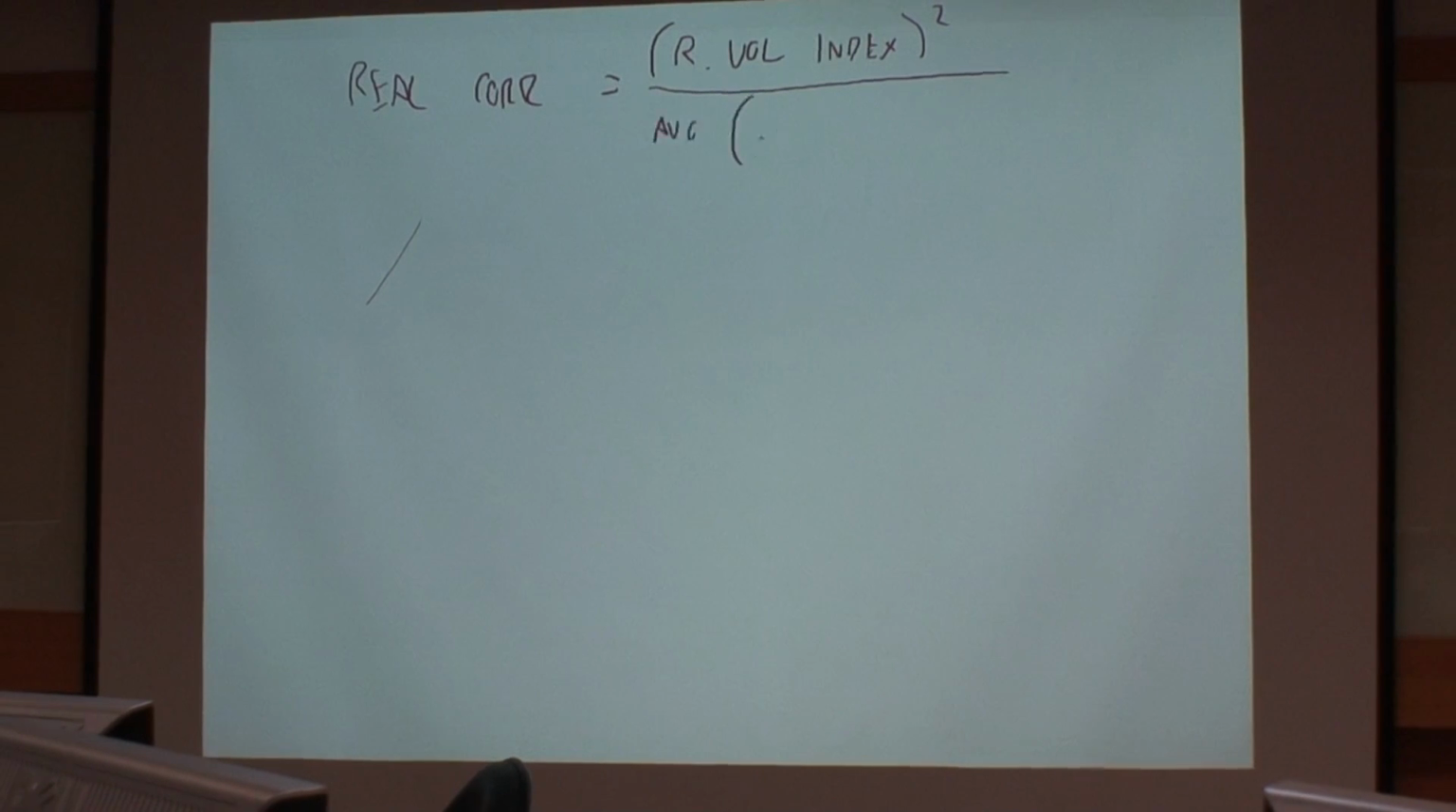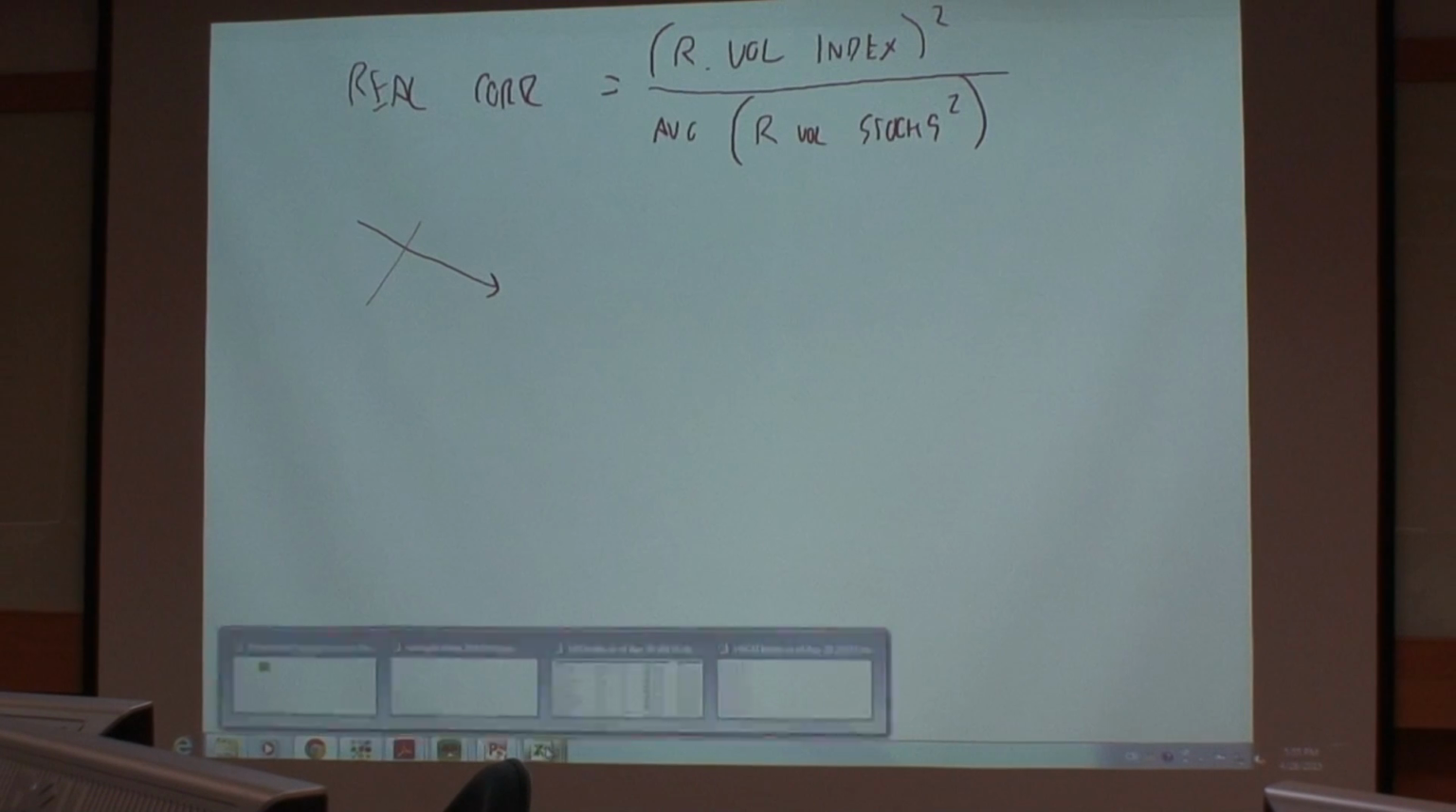I look at realized correlation, because that is defined as the realized volatility of the index squared, divided by the average of the realized volatility of my stocks squared. So now that this is my calculation, do I want realized correlation to be as high as possible, or do I want it to be as low as possible?